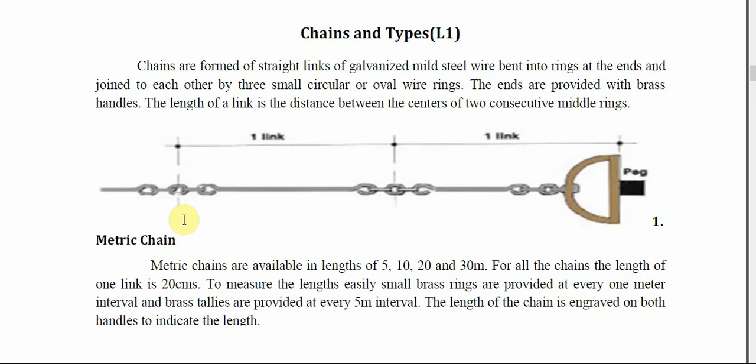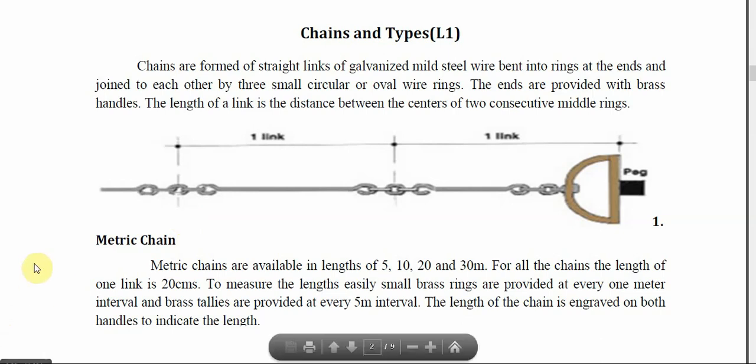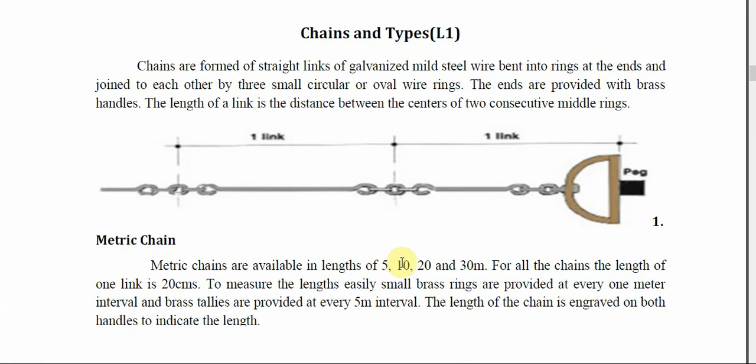As the name says, the lengths are in meters. The metric chains are available in the lengths of 5 meter, 10 meter, 20 meter, and 30 meter. The length of one link of all the chains is 20 centimeter. Now, let's take one example. Let's take a 10-meter chain. This 10-meter chain is made of several links. Now, each link is 20 centimeter.